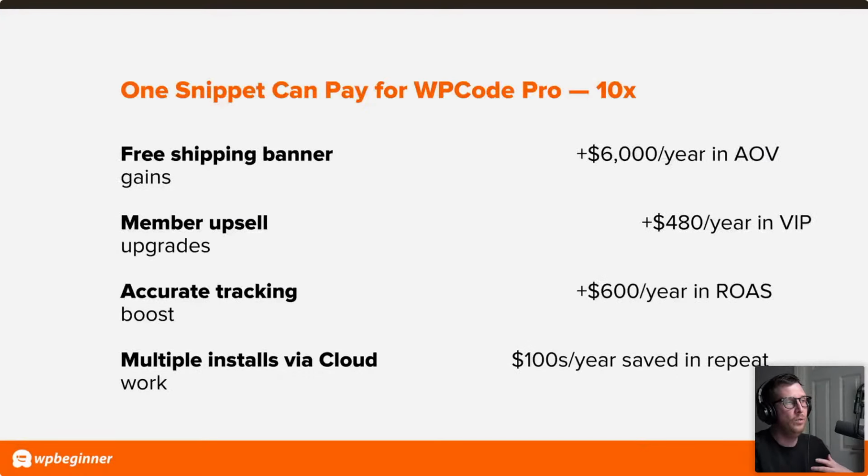And one plugin, so one snippet can actually pay within this workshop. What I showed is basically one snippet can actually pay WP Code Pro 10 times. You know, free shipping banner, the gains could be 6,000 euro average order value, membership upsells, 480 a year in VIP upgrades or upsells in that way, accurate tracking, 600 euro on that, and multiple installs via the cloud. So you've hundreds saved in just your time, basically, in repeat work, copying and pasting these things over, setting everything up as it is.